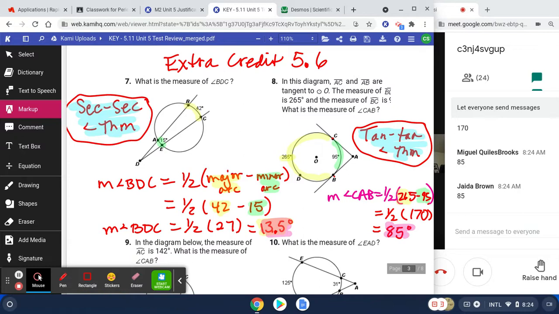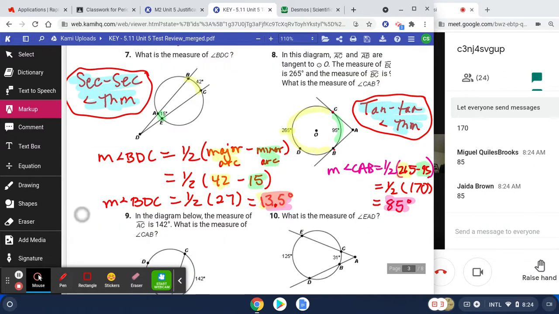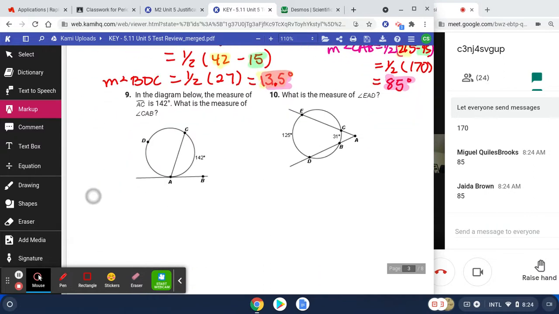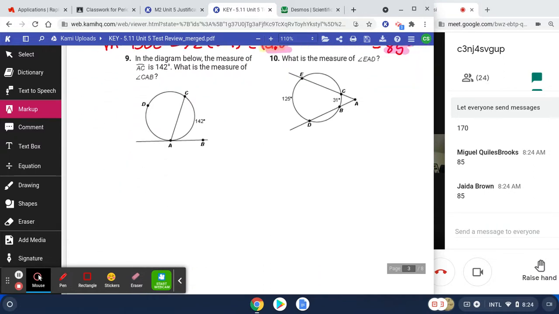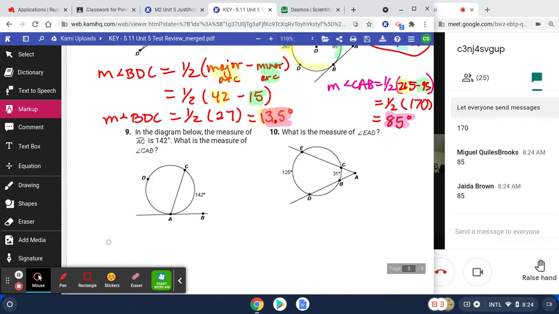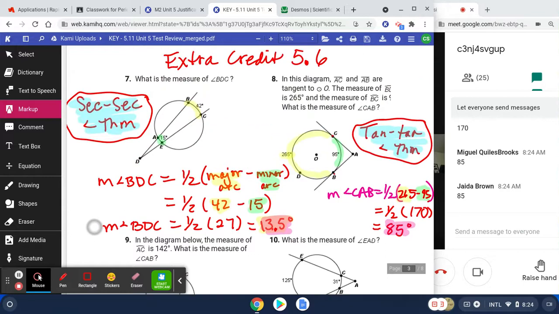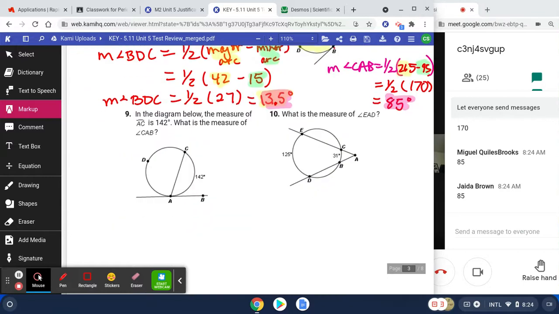Okay, so these two, again, are the extra credit that if you do them on the test, you get extra credit on the test. And you can still do the 5.6 quiz for extra credit if you want. Okay, I'm going to skip to number 10 because it's the same thing. Notice that number 10 looks just like number 7, where it's the secant angle theorem.